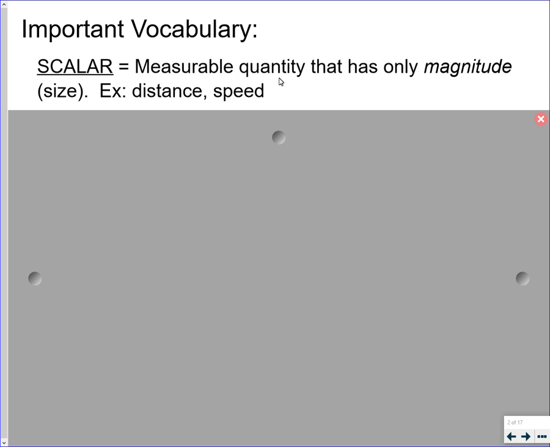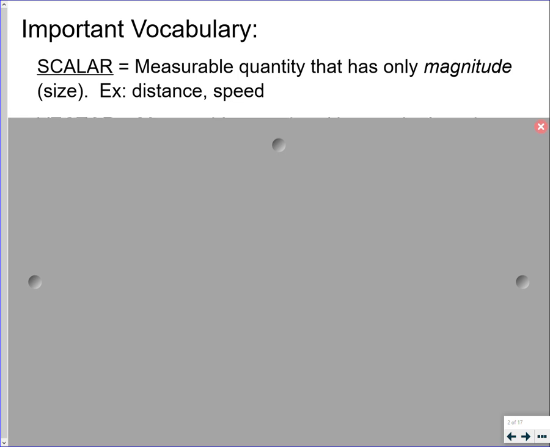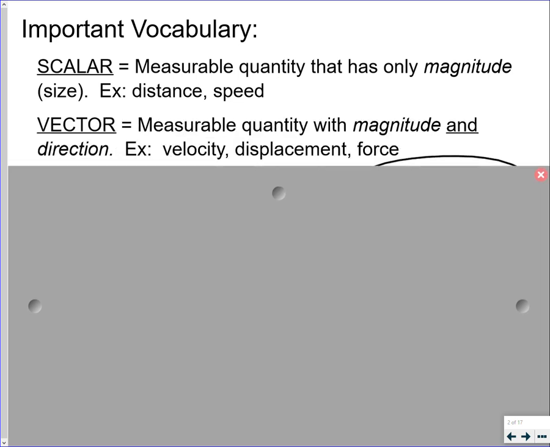And so to kind of counterbalance that, a vector is basically the same thing as a scalar, except we give it direction. So 55 miles per hour is the speed. If I said 55 miles per hour south, then that would be the vector equivalent of speed, which would be velocity. Okay?